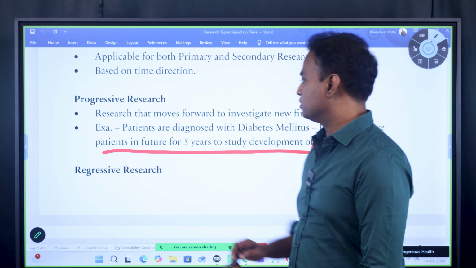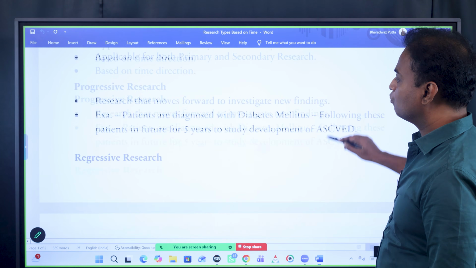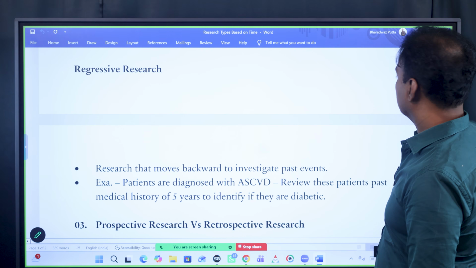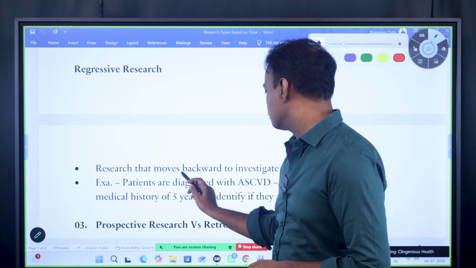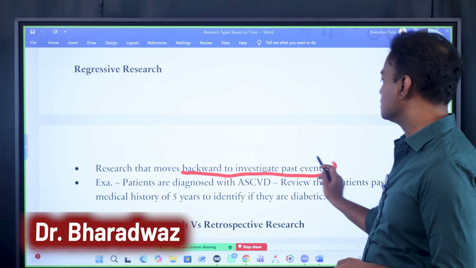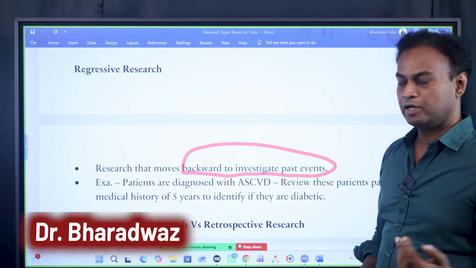This is progressive research. And what is regressive research? Regressive research is the exact opposite of progressive research. It is research that moves backward to investigate past events. Past events you have to check.